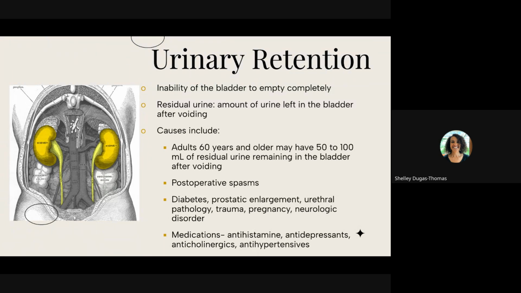Urinary retention is the inability to empty the bladder completely during attempts to void. Chronic urine retention often leads to overflow incontinence. In adults older than 60, 50 to 100 mLs of residual urine may remain after each voiding because of the decreased contractility of the detrusor muscle. So this may be normal in that age group.